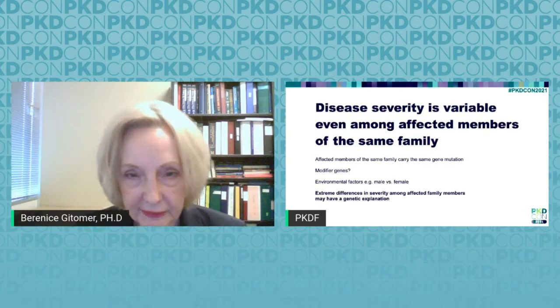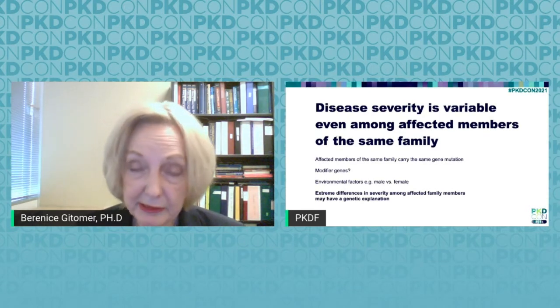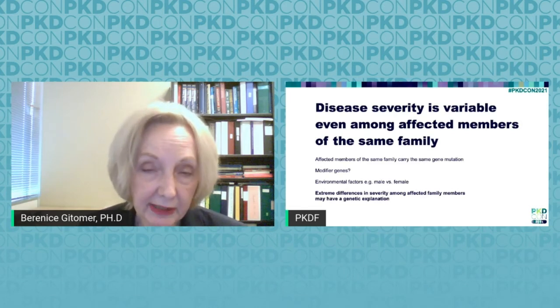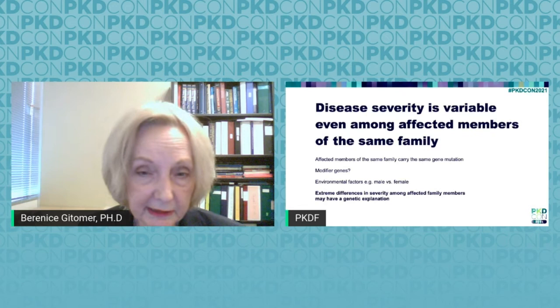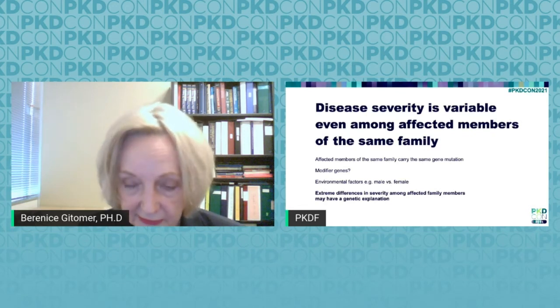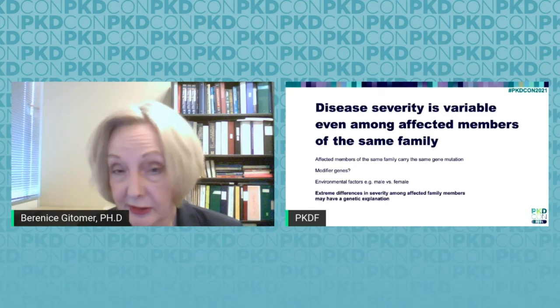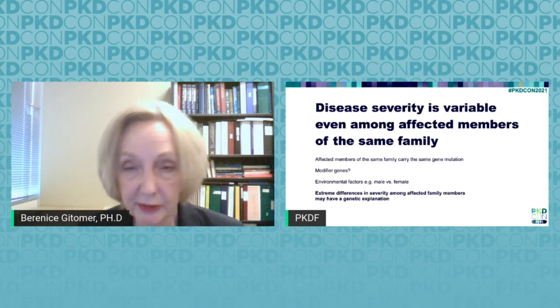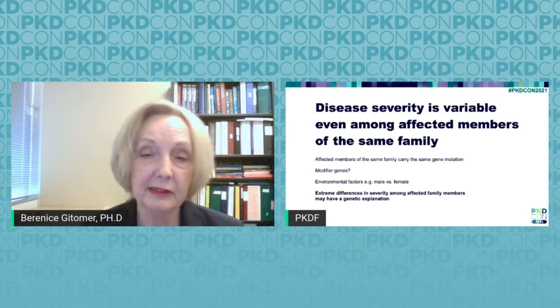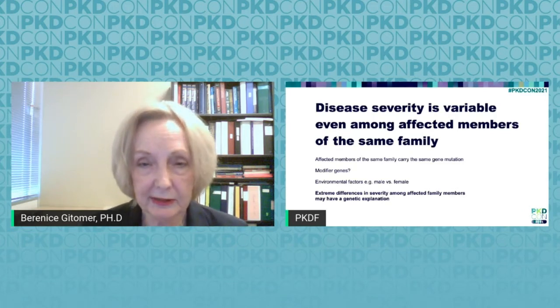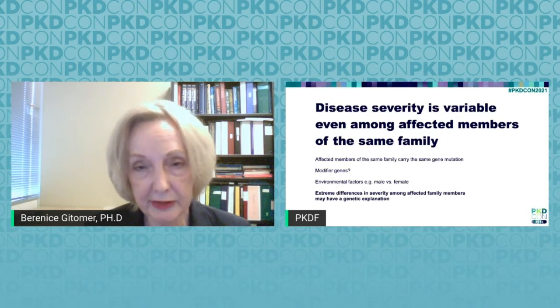So disease severity is variable even among members of the same family. That can be a mix of environmental factors, but it's important to realize that everyone within the same family will carry the same primary gene mutation, though modifier genes can also affect that, and there can also be environmental effects. However, when you see very great variability in disease, there's usually other reasons for this. Next slide, please.